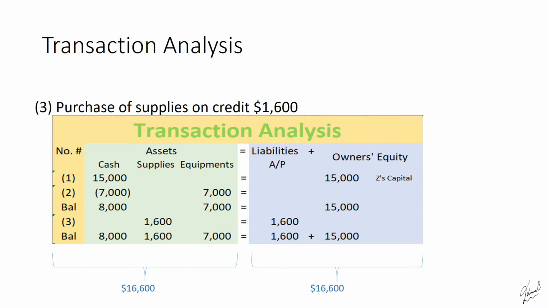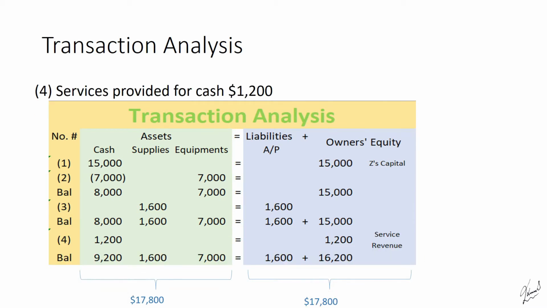and we have added accounts payable with 1600, and at the same time we have purchased supplies. So supplies is one kind of asset, and since asset has increased, under the asset section we have put a new column called supplies, and we have added 1600. I hope these are understandable to you. Let's move to the next transaction.